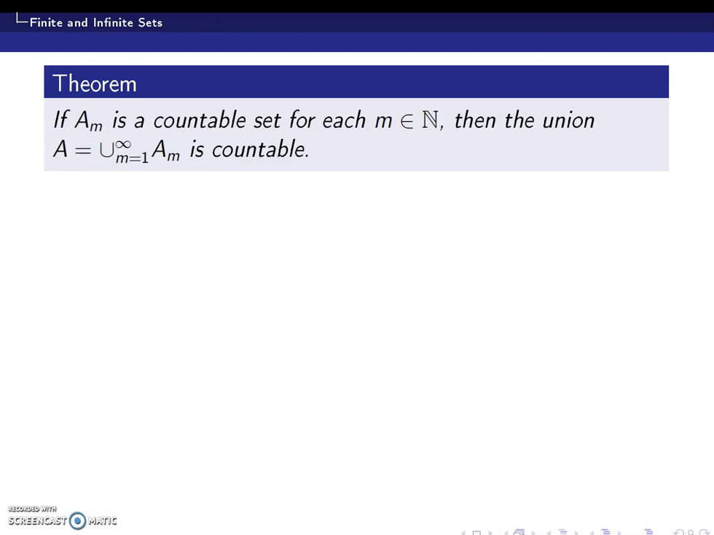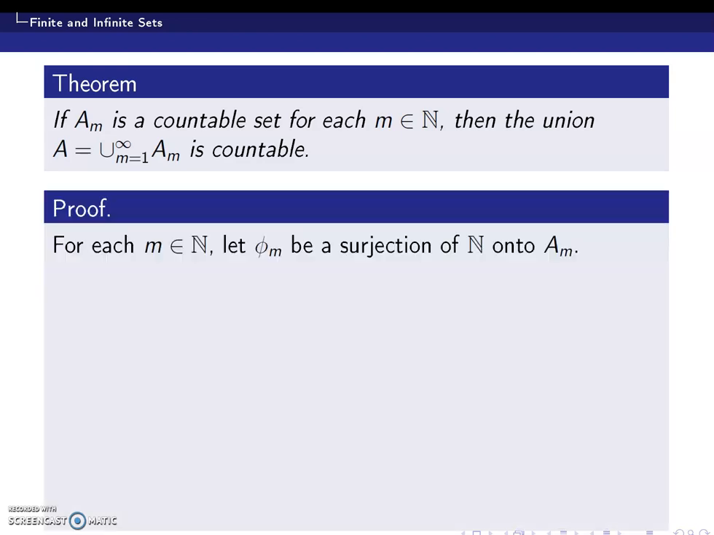We have already observed that if you are given a finite collection of countable sets, then its union is also countable. In this theorem, that result has been extended onto a countably infinite class. That is, if you are given a countably infinite number of countable sets, then its union is also countable. This is what we have to prove. So how will we prove that?